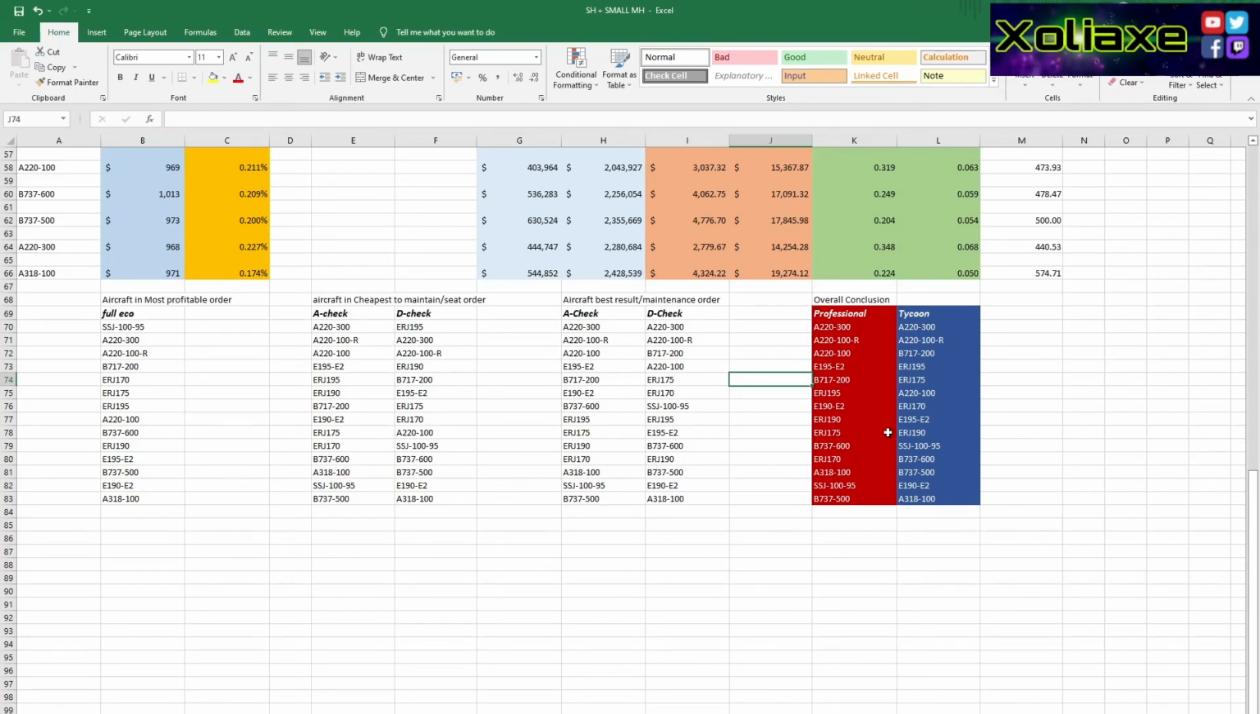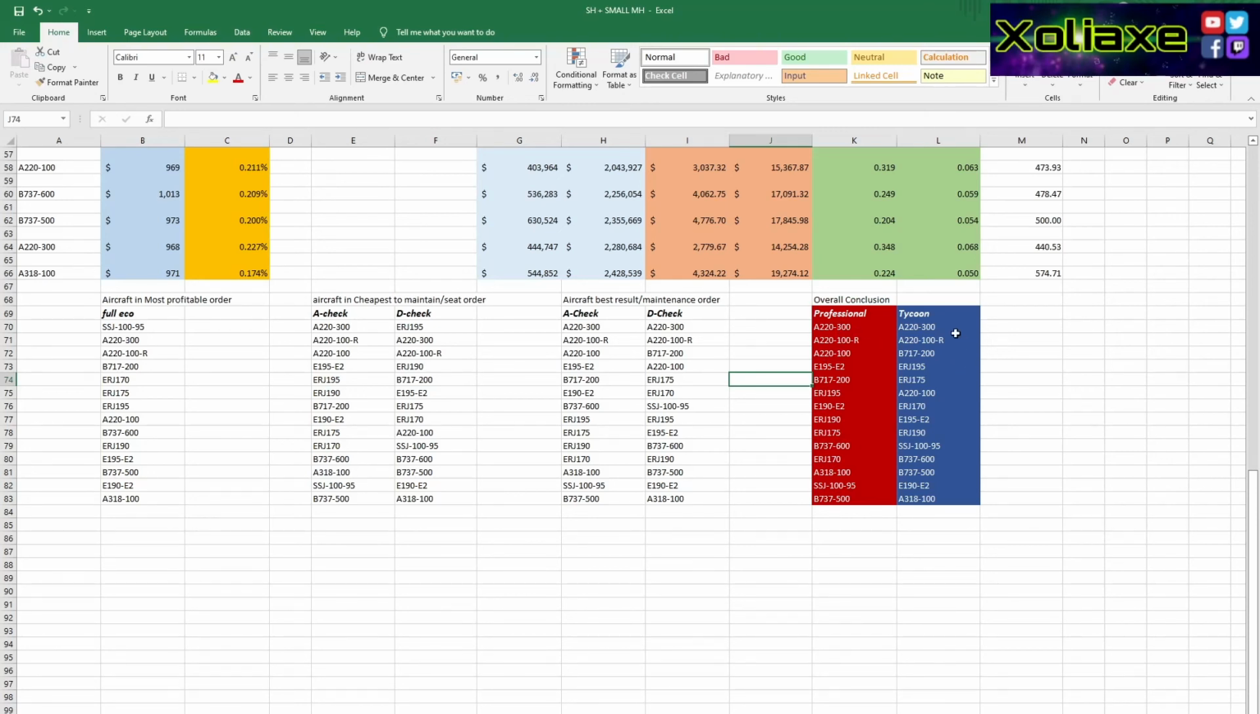Down the bottom end then, the ones that you probably want to avoid in professional mode: the Boeings and the Airbuses. The Sukhoi SSJ 195, again, is another one to avoid. And the ERJ 175 is probably a no-go in professional mode as well, and the 170. Probably the ERJ 190 upwards on that list are your best bets. But yeah, try and stick to the A220s if you can.